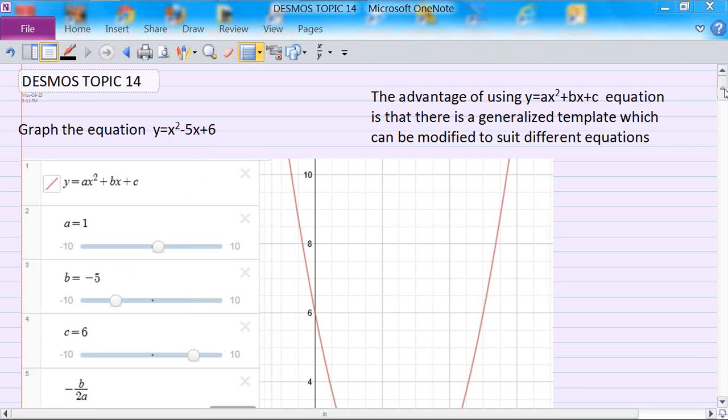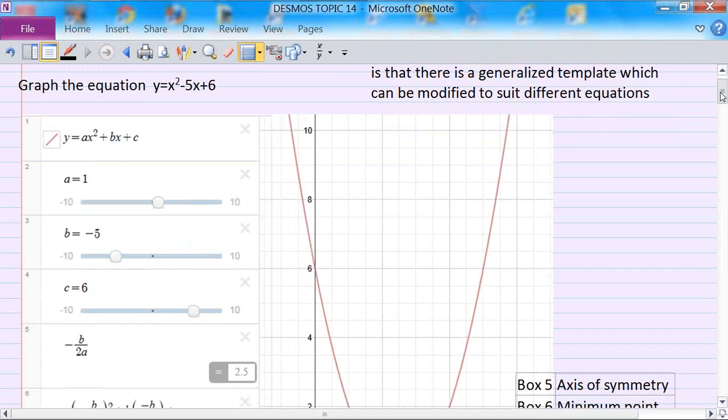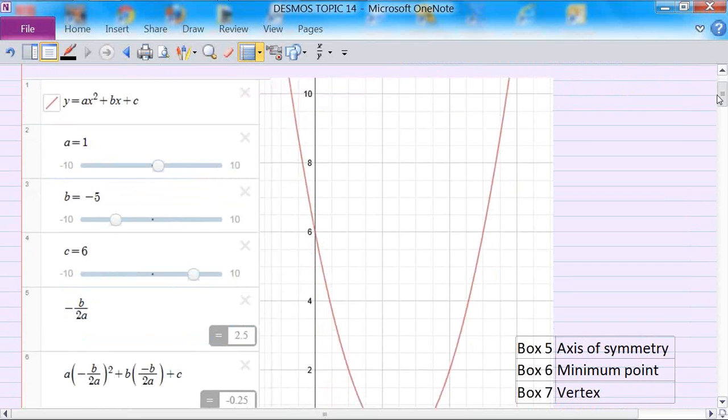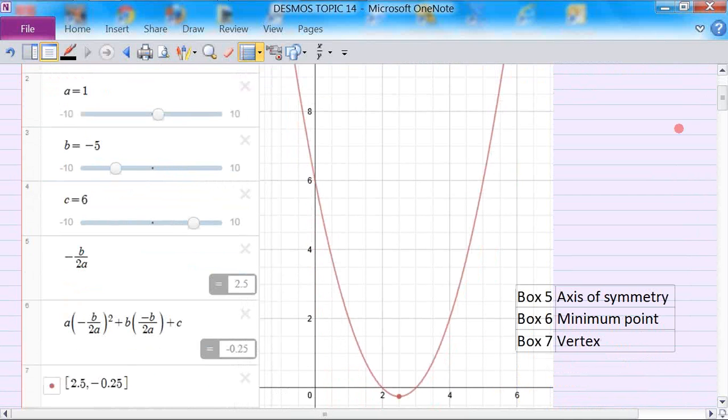So we put those in. And the reason we do that is because once we set up the generalized equation, then we can just vary a, b, and c. Putting a equal to 1, b equal to minus 5, c equal to 6, we get the graph. And now this is the calculation right here of the axis of symmetry. It's at 2.5, and you can see that it runs here.